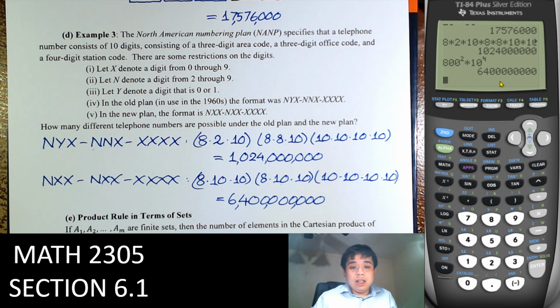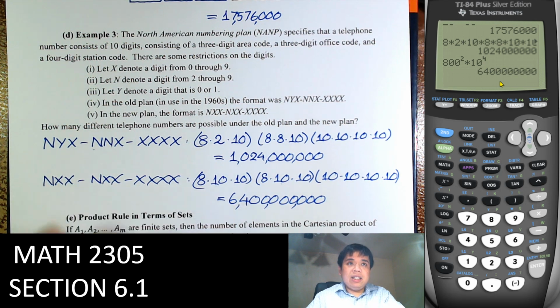6 billion. So in that case, we have many more possible numbers. Of course, as the population increases and later on we might need more and more numbers, the plan may change later.